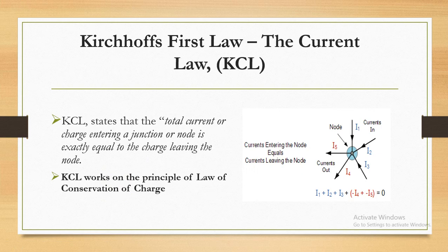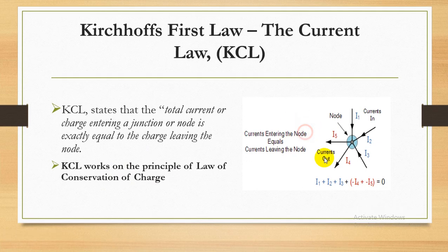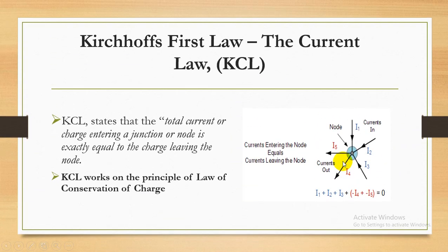We can see the details about KCL. Look at this diagram. There is one node or junction. A node or junction is a point where two or three branches meet. In this diagram, we can see there are 5 branches. In the 5 branches, 3 currents are entering, but 2 currents are leaving from that node.